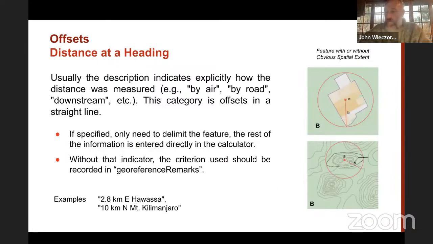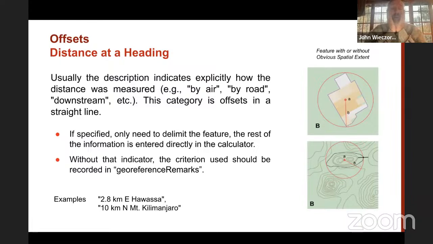In our practices, we found that 45% of locality descriptions are like this. So the example, I'll use the one at the very bottom, 10 kilometers north of Mount Kilimanjaro. That's an example of an offset, 10 kilometers, at a heading, north, from a named place, Mount Kilimanjaro. Now, if you look at that example by itself, you can see many things come into play here.